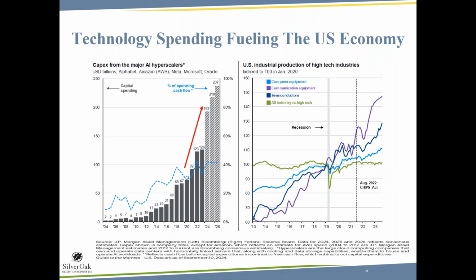If we look on the right side, the interesting thing is if we look at industrial production, if you look at all industries, high technology, so that green line, it's pretty flat. It's really the technology, the semiconductors, the computer and communications equipment that is driving production.